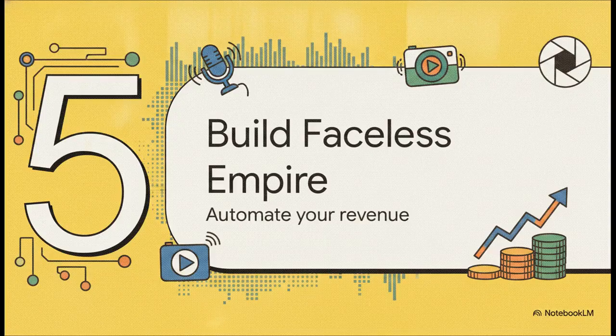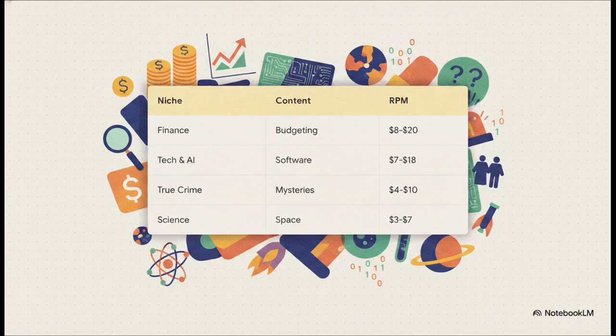And finally, part 5, build a faceless empire. Let's bring it all together now. You have the tools to make unlimited images for free, and you have limitless studio-quality AI voices. It is time to apply these keys to automate a highly profitable faceless channel. Choosing the right niche is absolutely critical here. Advertiser payouts or RPMs vary wildly depending on the topic you pick.